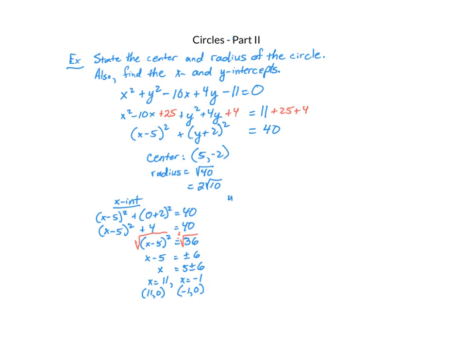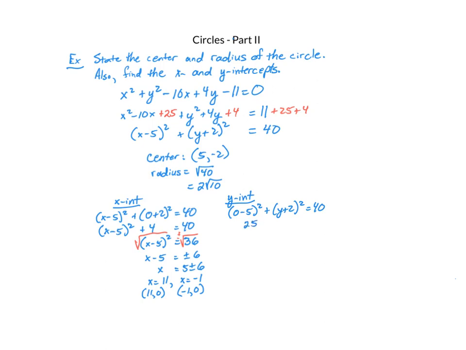To find the y-intercepts, we'll do something similar. We'll put in 0 for x. So we have 0 minus 5 squared plus y plus 2 squared equals 40.